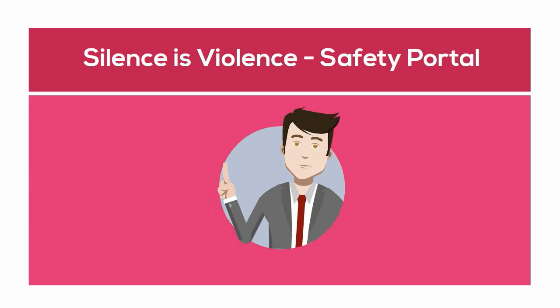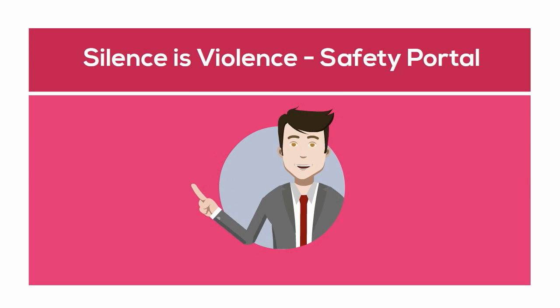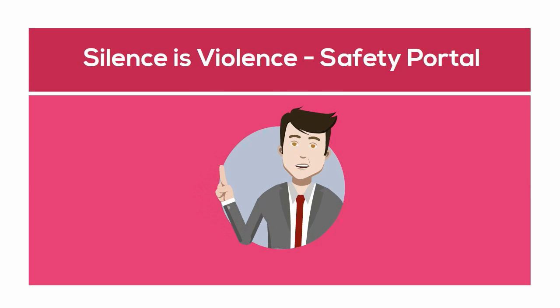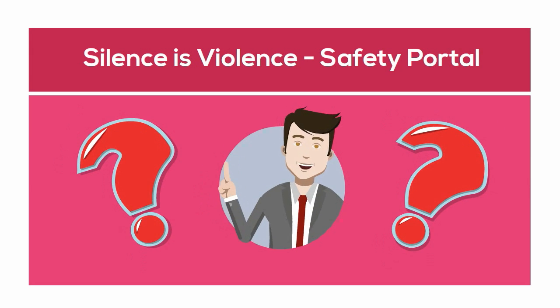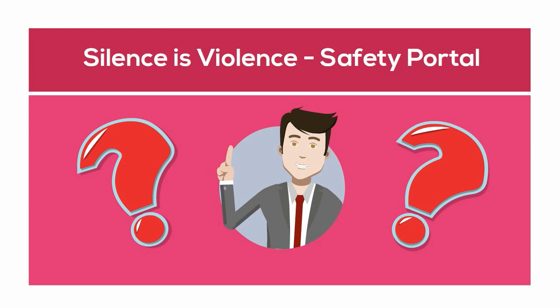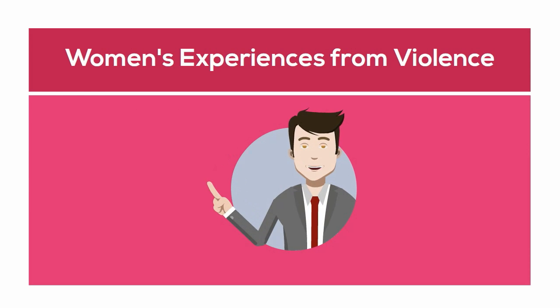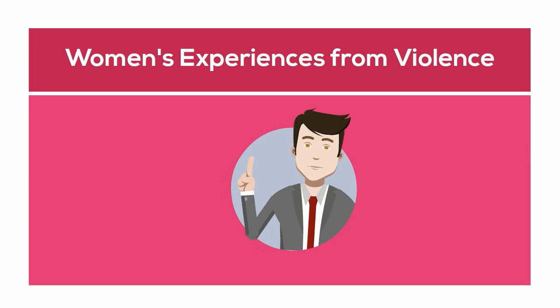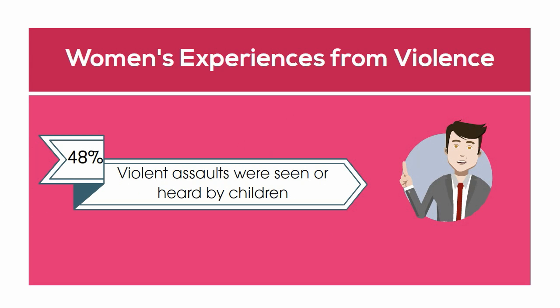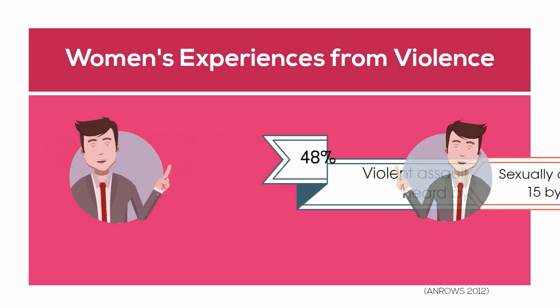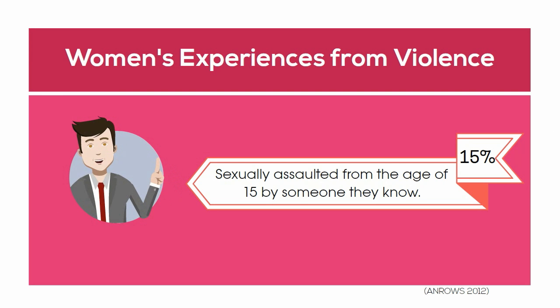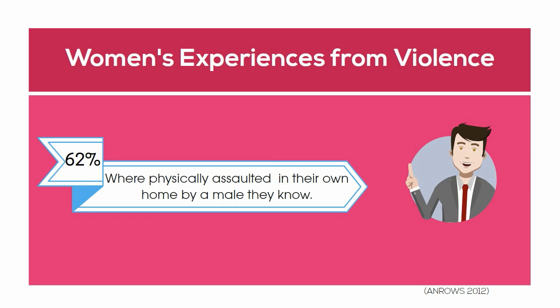A Silence is Violence Safety Portal for secondary school students is extremely important. But why? Let's have a look at some of the statistics associated to domestic violence. The following domestic violence statistics are frightful. 48% of violent assaults are seen or heard by children. 15% of women since the age of 15 have been assaulted by someone they know, and 62% of assaults on women have taken place in their home by a male they know.